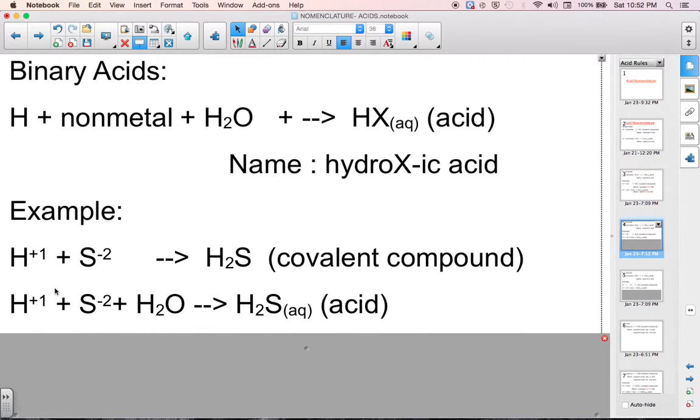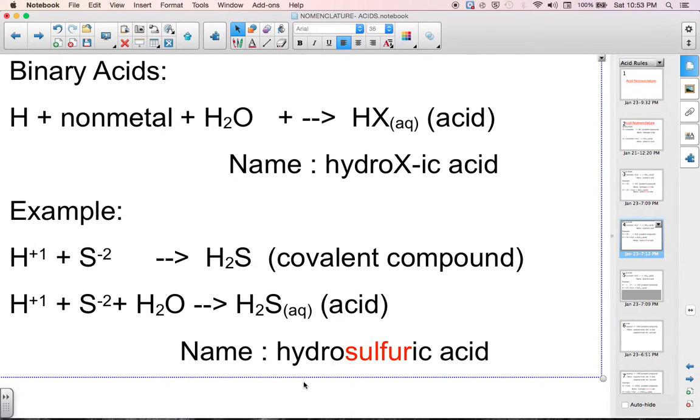I have hydrogen added to sulfur. I use the oxidation numbers crisscross, and I will get the formula H2S. If I add that into water, I get the aqueous formula. And to name this aqueous formula, I just have to remember what the element is, place it where the X is. In this case, it's sulfur. So I'm going to have hydrosulfuric acid.